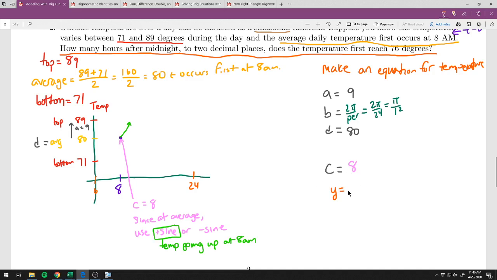So we're going to have Y equals, we're using positive sine, and we've got A, which is 9, times sine of B, which is pi over 12, times X minus C, which is 8, plus D, which is 80. Right. This is our temperature formula. X is the amount of hours after midnight, and Y is the temperature.